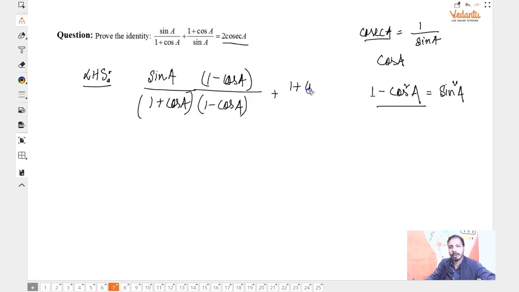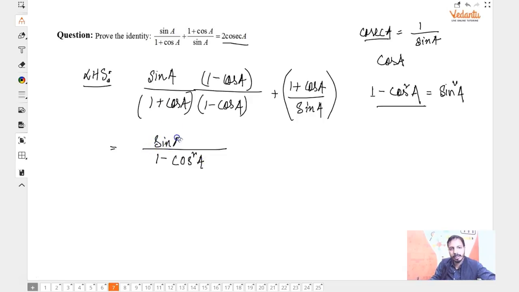Plus (1 plus cos A) by sine A. So for now I am not touching this. Let me see what happens here. If I see now, what do I get? I get 1 minus, see this is (A plus B) into (A minus B). So this becomes 1 minus cos square A. And here it becomes sine A, (1 minus cos A).